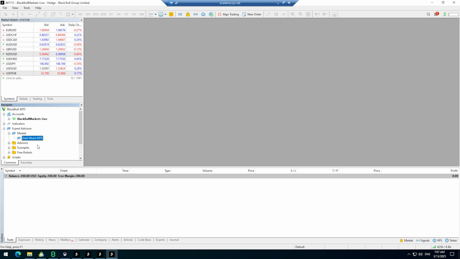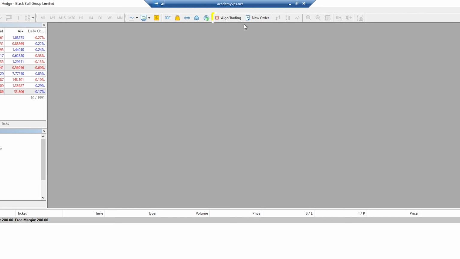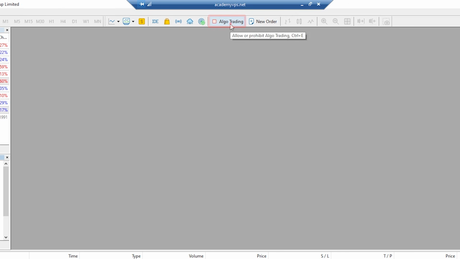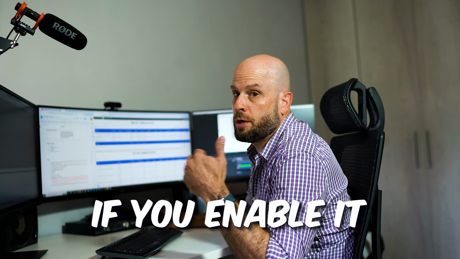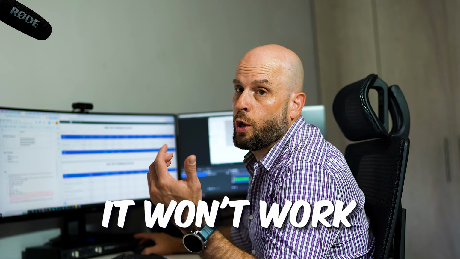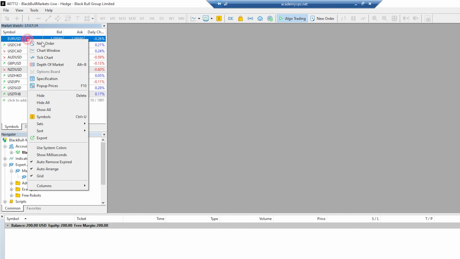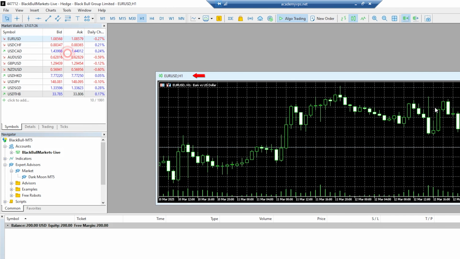Here it is here. Okay, the next thing we need to do before we do anything else, and this is super important, is we need to enable algo trading. All right, you have to enable algo trading before you place your EA onto your chart. If you enable it after you place it on, it won't work. Your auto trading won't start. Okay, so we know that this is a euro-dollar chart, so we're going to open a chart window for the euro-dollar.